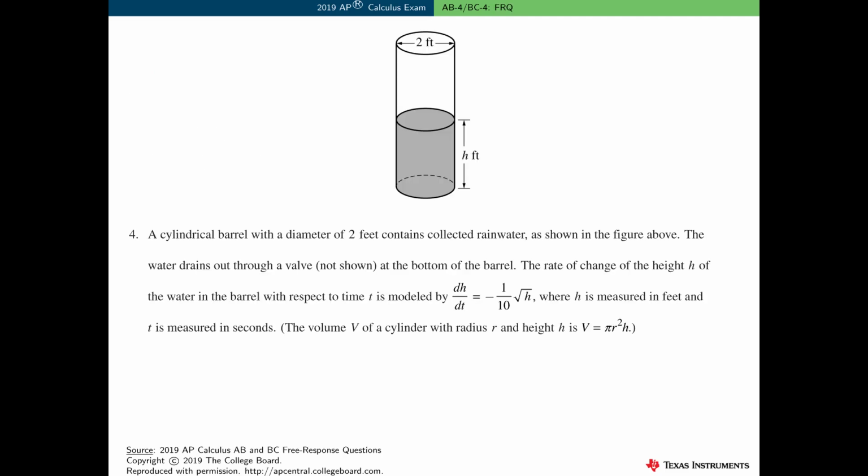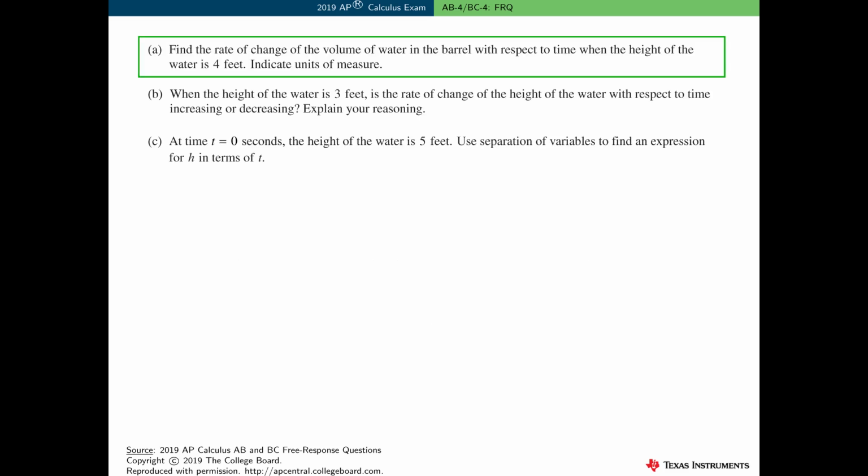This question involved a cylindrical barrel with diameter 2 feet collecting rainwater, and we're told that the water also drains out of the barrel at the bottom. The rate of change of the height h of the water in the barrel with respect to time is given, and we're reminded of the volume of a cylinder with radius r and height h. In Part A, we need to find the rate of change of the volume of water in the barrel with respect to time when the height of the water is 4 feet.